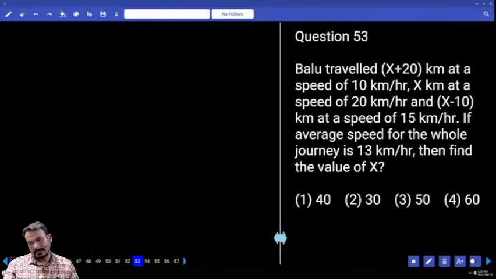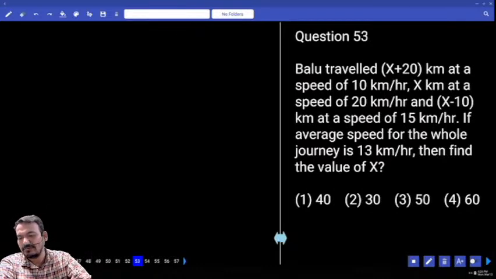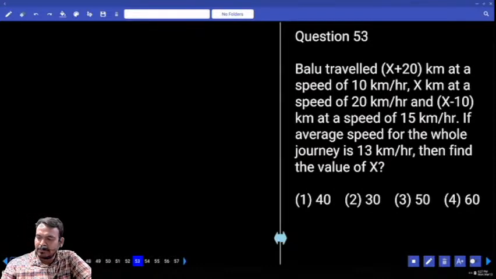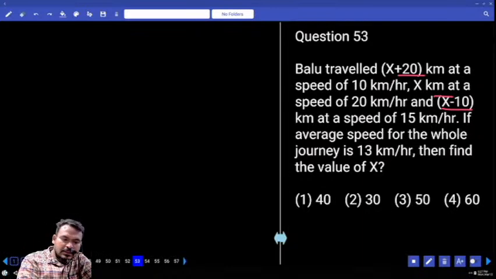Okay. First, what is the first distance? x plus 20. Second distance, x. Third distance, x minus 10. All these are adding, we get the total distance, or not? What is the total distance? 3x plus 10 or minus 10? Plus 10. It is the total distance, or not?